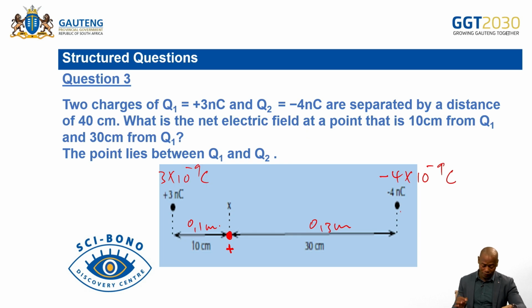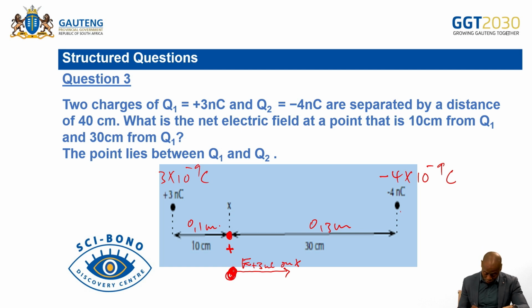Right. So the first thing that you need to do is to draw the vector diagram. So this is point X, right? Will point X move towards or away from positive 3? Obviously, it's going to be away. So this is the electric field exerted by what? Positive 3 nanocoulombs on what? On point X.